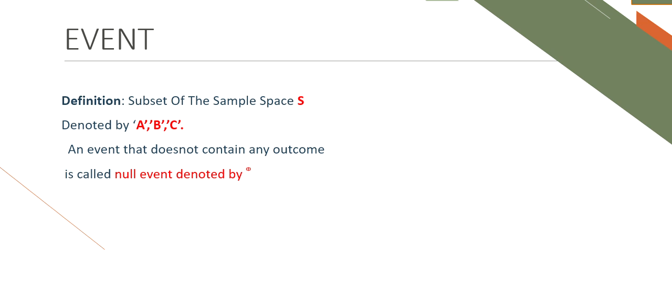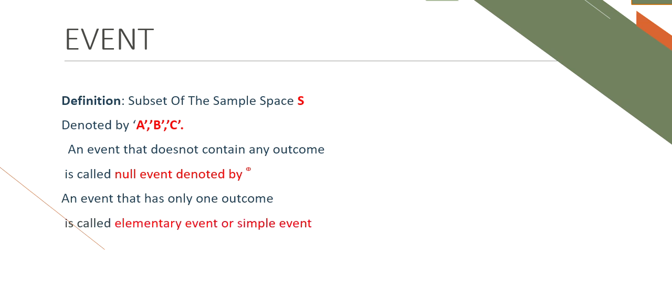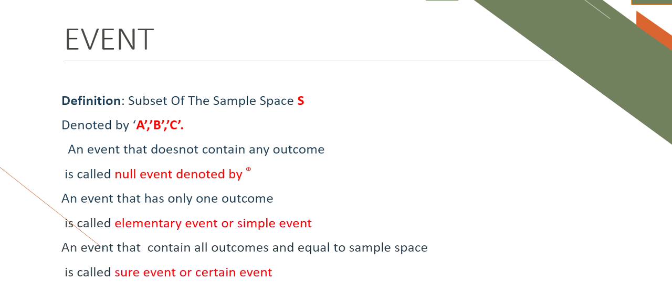And again come the categories of an event. An event that does not contain any outcome, we call it a null event. An event that has only one outcome, I'll show you in an example, that event we call an elementary or simple event. An event that contains all outcomes and becomes equal to the sample space, we call a sure or certain event. So these are the three important categories.